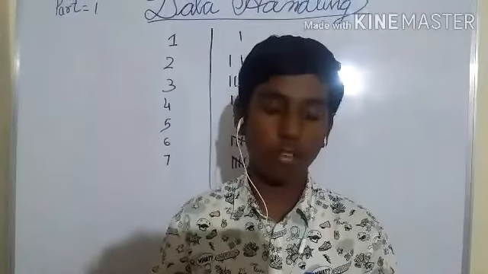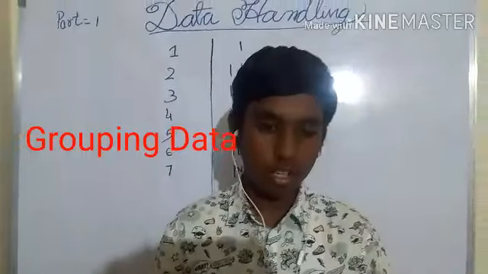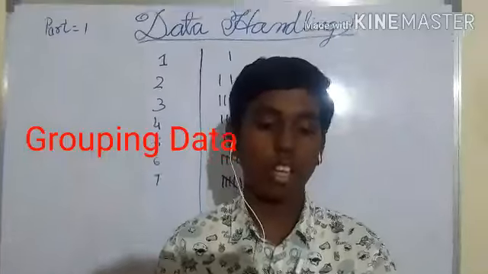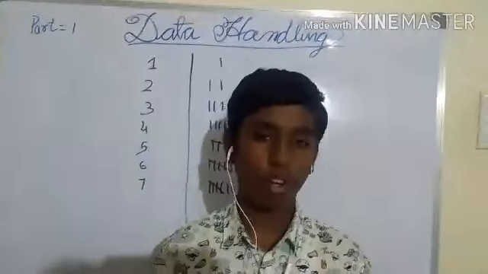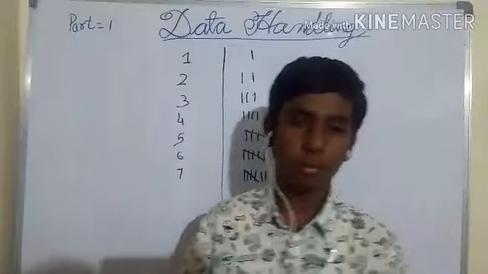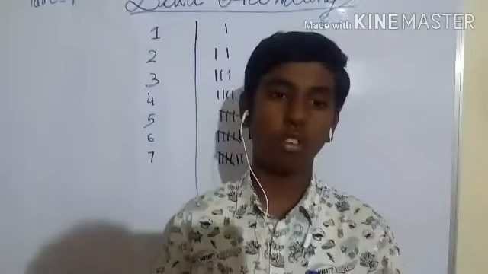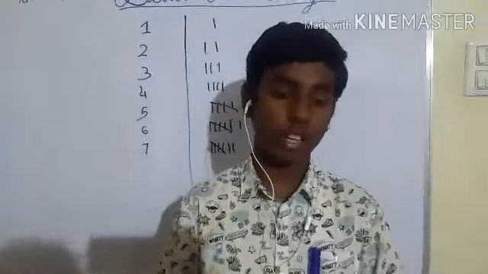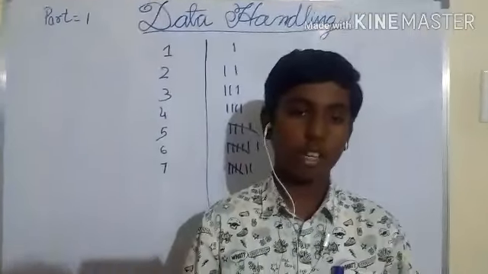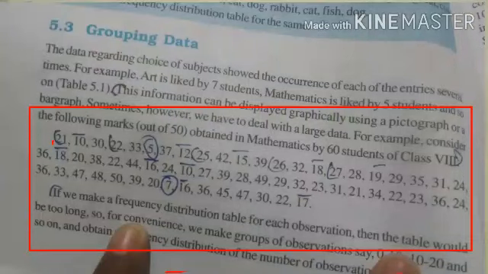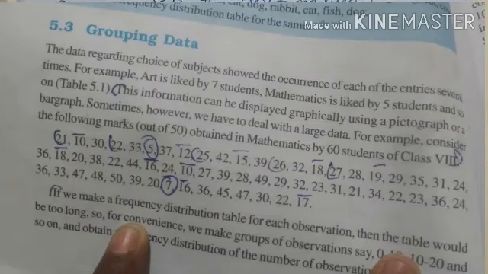Okay. Now we will go to grouping data. You know, small data we can simplify with a pictograph or bar graph. But large data, how will you do it? For example, I will give a question. Consider a maths test out of 50, and the strength is 60 students. How many students have scored what? Then how will you do it?